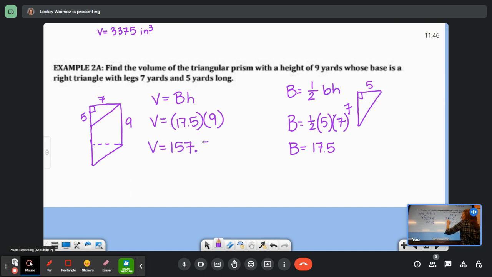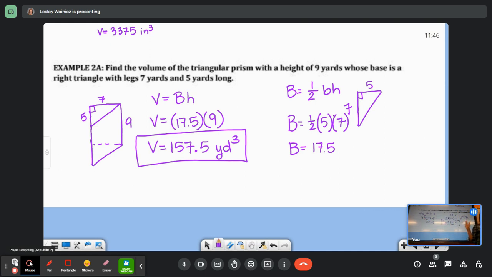$157.5. Okay. And that is cubic yards. Okay, that wasn't too bad. Just be careful when you're talking about the heights because we obviously had the height of a triangle and then the height of the prism, and those were two different H's.